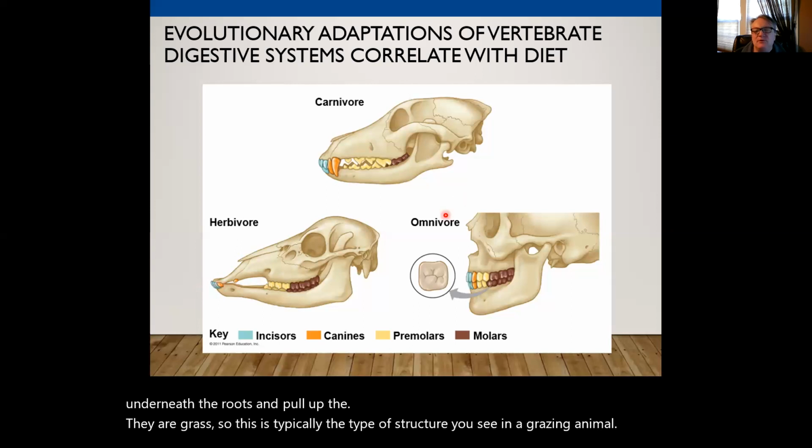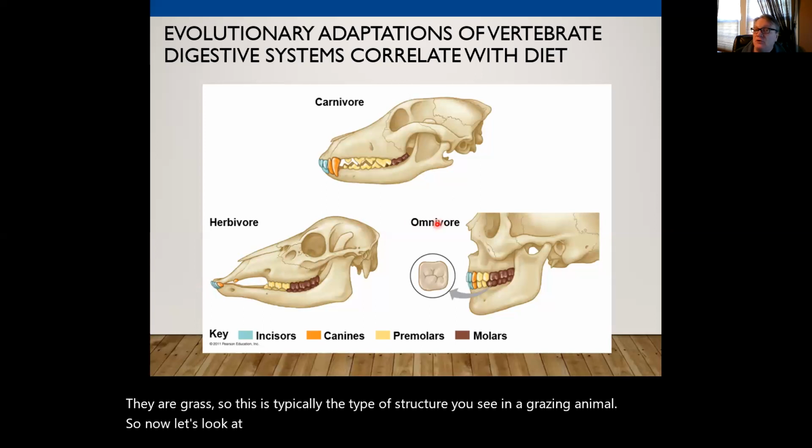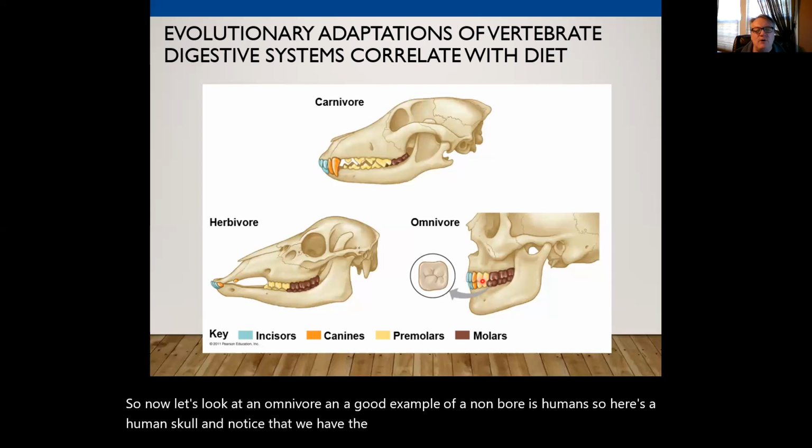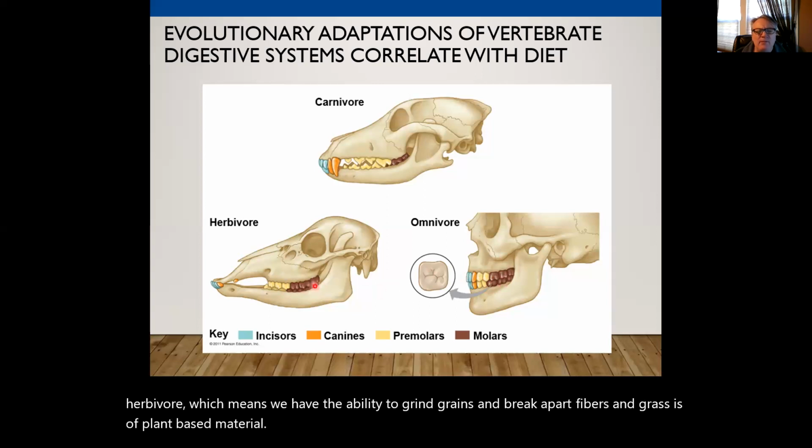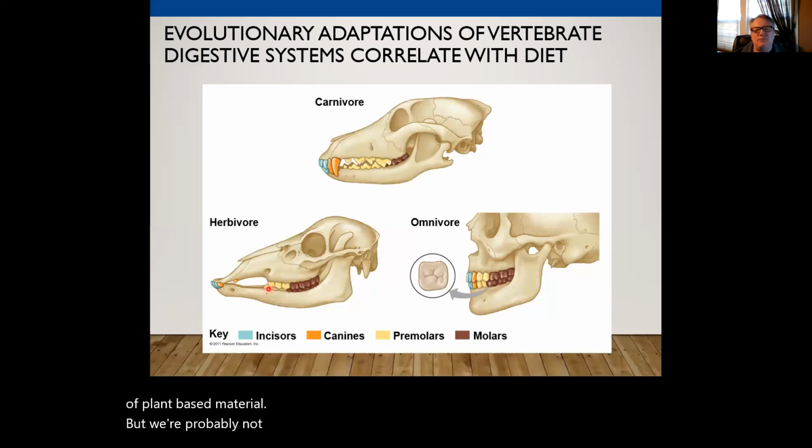So now let's look at an omnivore. A good example of an omnivore is humans. So here's a human skull. Notice that we have the molars and the premolars that are similar to the herbivore, which means we have the ability to grind grains and break apart fibers and grasses of plant-based material, but we're probably not as good at it as a pure herbivore.